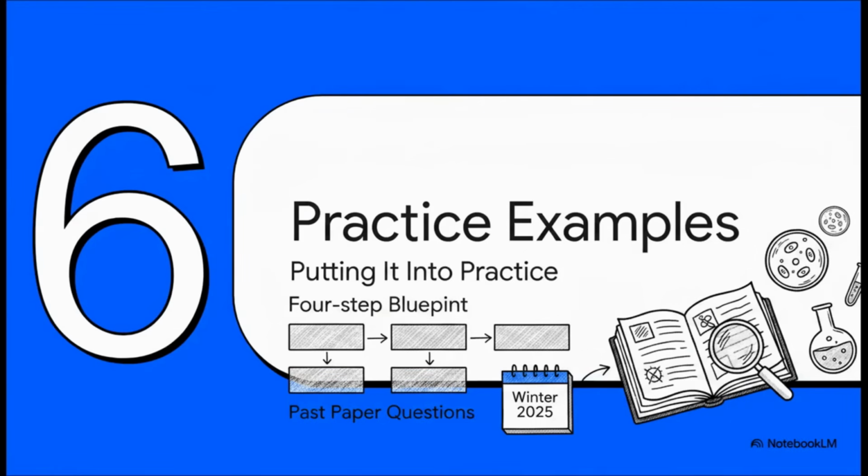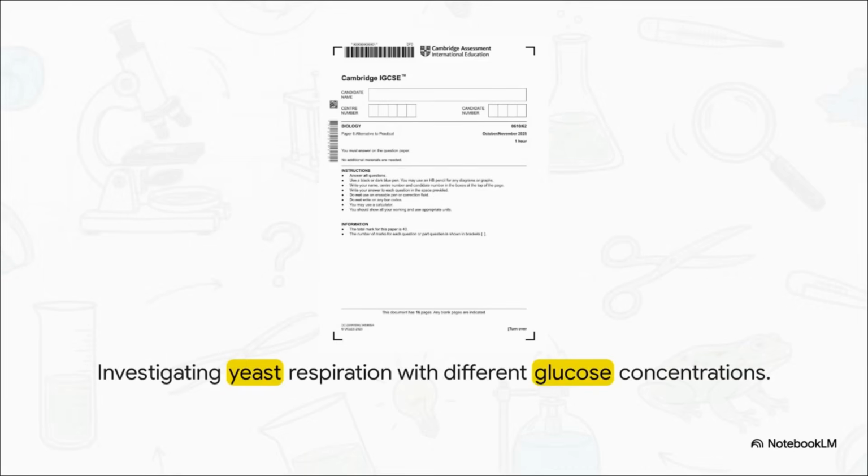Finally, Section 6, putting it into practice. Okay, let's look at some actual past paper questions to prove that this exact step-by-step formula works every single time. Imagine an experiment setup designed to investigate yeast respiration using different concentrations of glucose. The student puts a small test tube containing yeast and either a 1% or 4% glucose solution inside a larger test tube, and then inverts it in a warm water bath. After exactly 5 minutes, they measure the height of the yeast suspension.